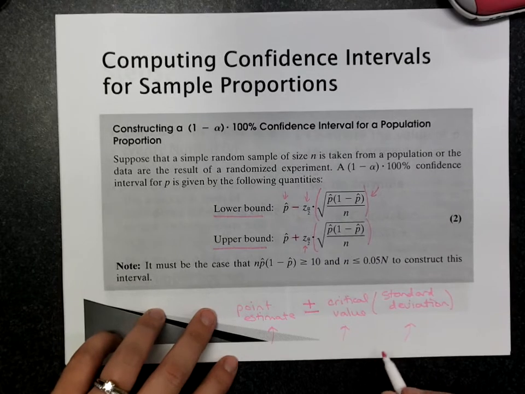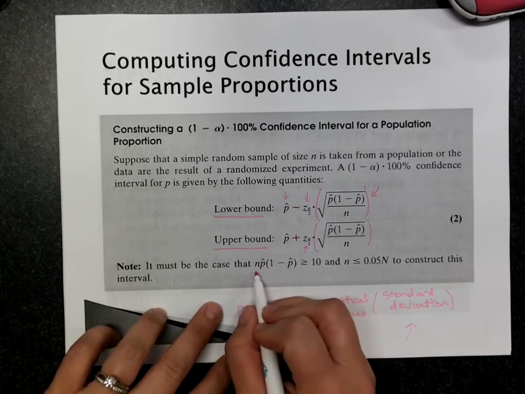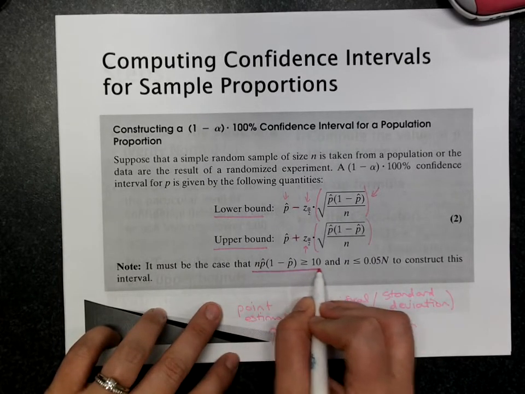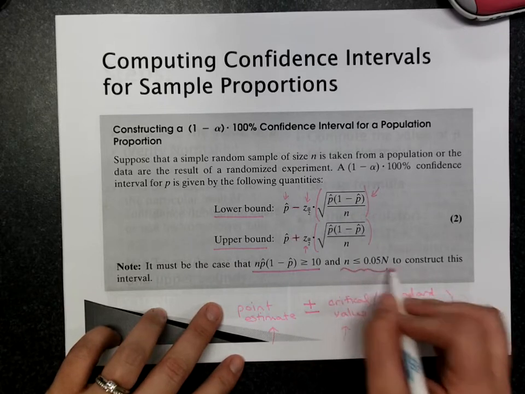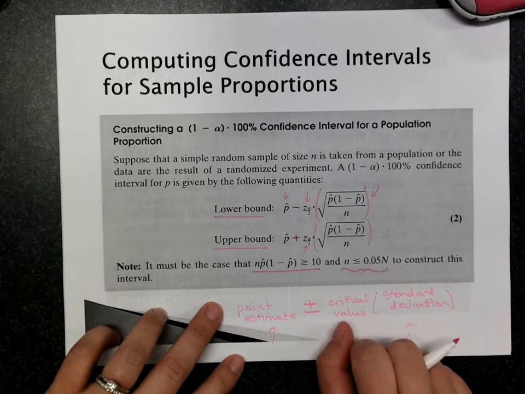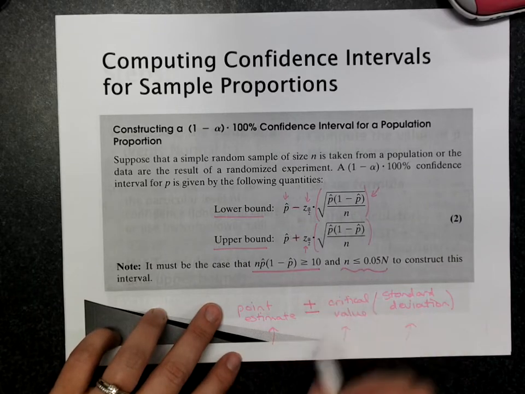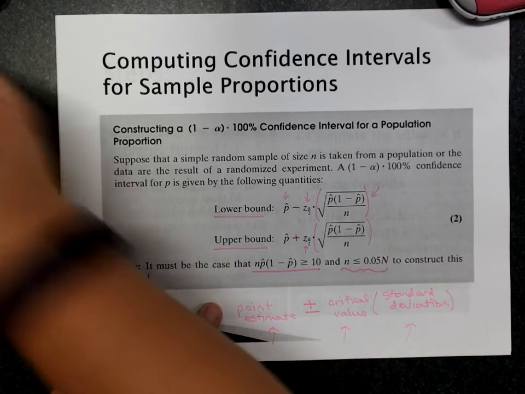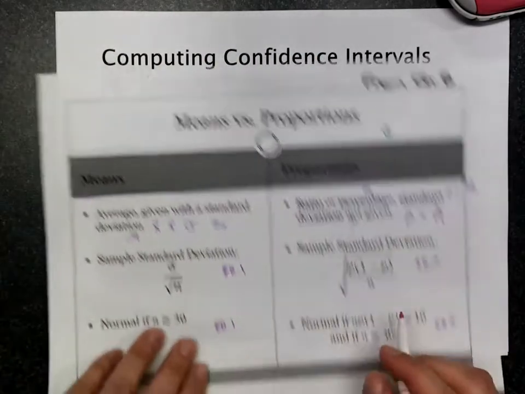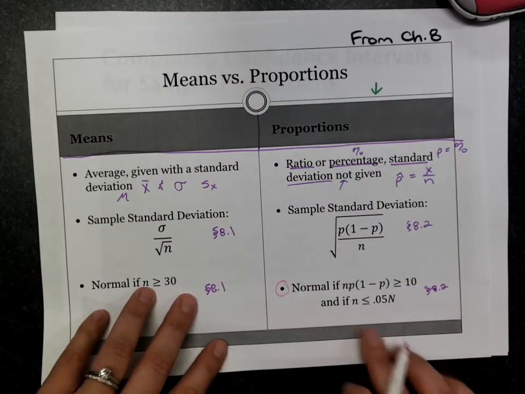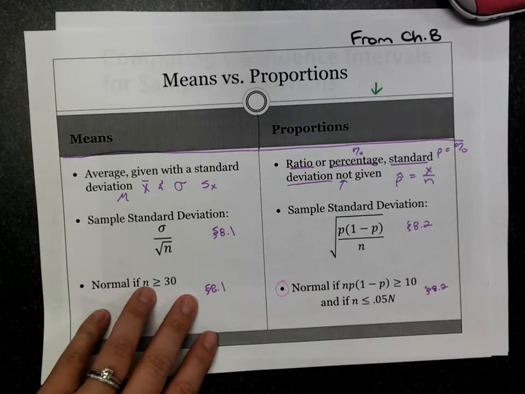The same conditions are true that were true in chapter 8. N times P times 1 minus P must be greater than or equal to 10, and the sample must be less than 5% of the population. So those two conditions are still valid. Those are the conditions we wrote down on that same chart back in chapter 8. So all of those conditions are still true.